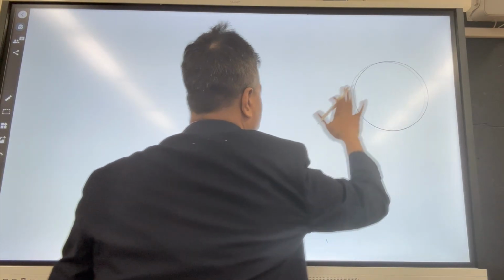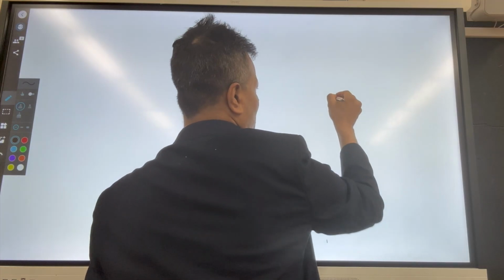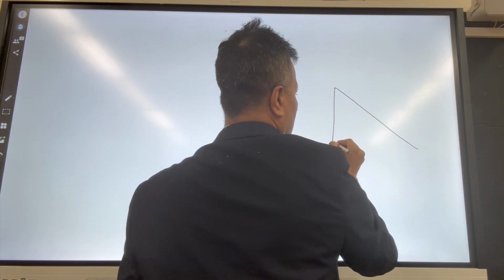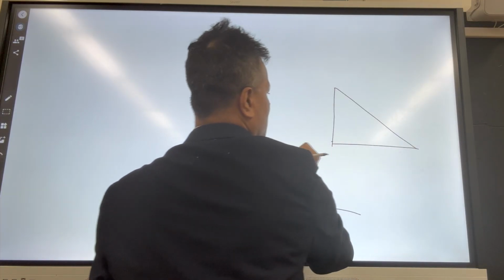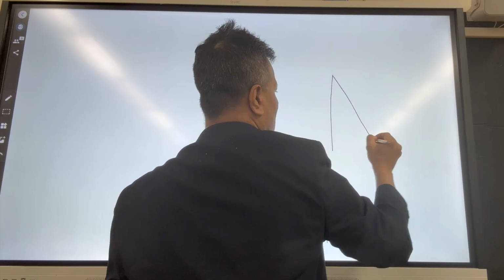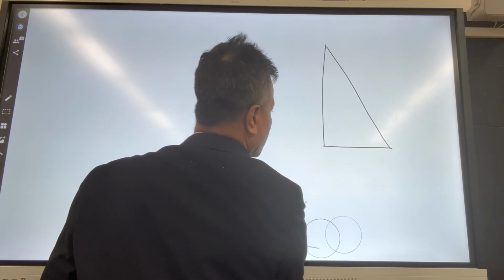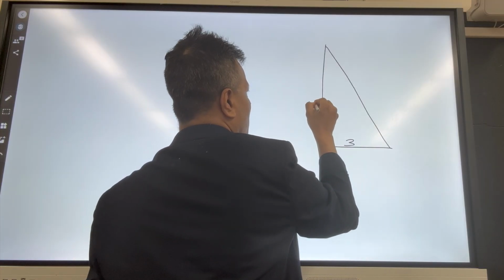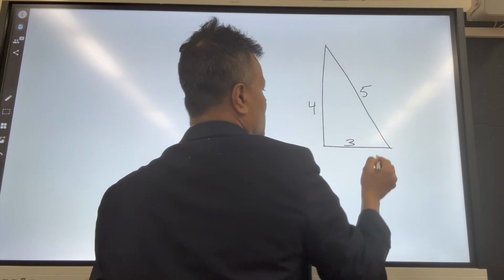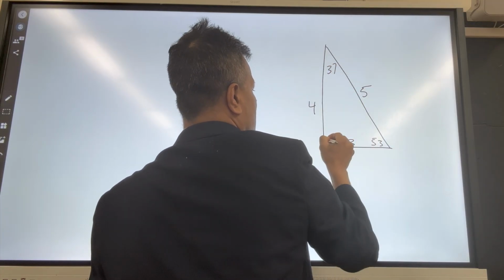Problem number 13 also has to do with a 3, 4, 5 triangle. I don't know which one is bigger, so let's make y really big. Y looks bigger than x, so I make x 3 and y 4. This one looks bigger than everything, so this one is 5. So this one is 53, this one is 37, and this one is 90.